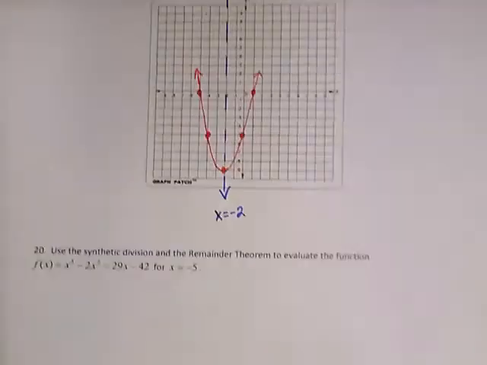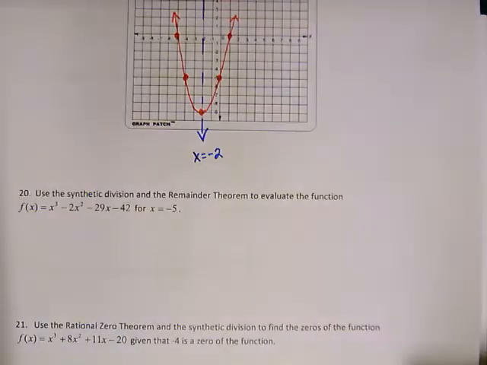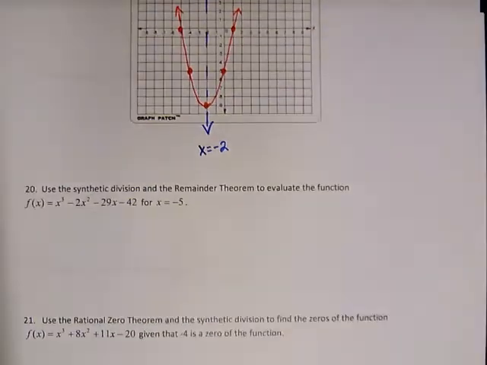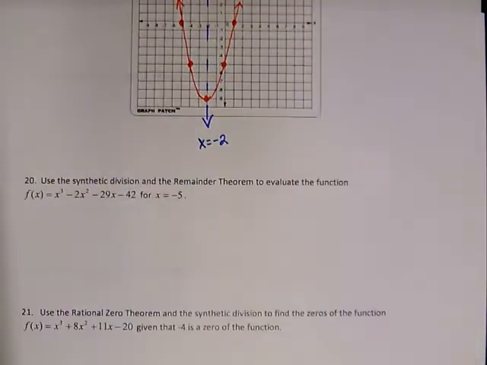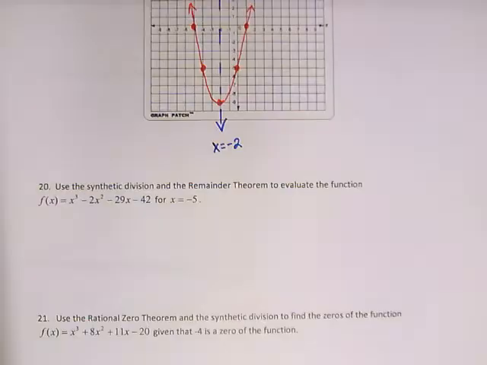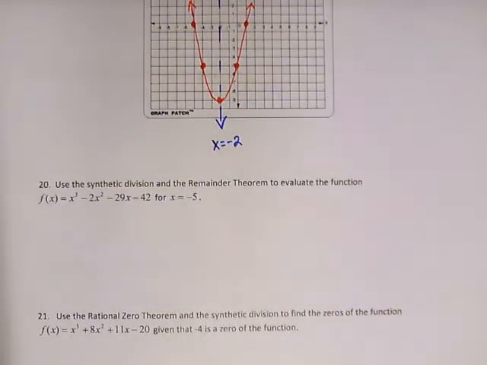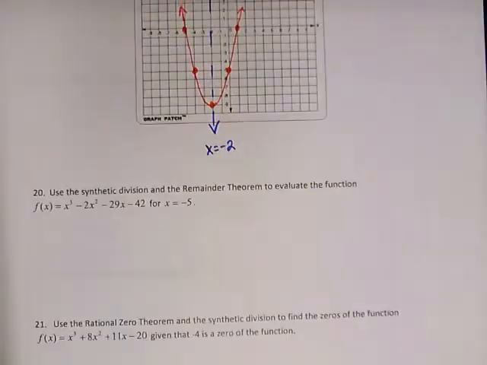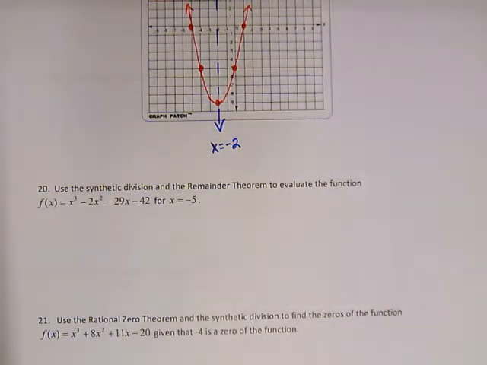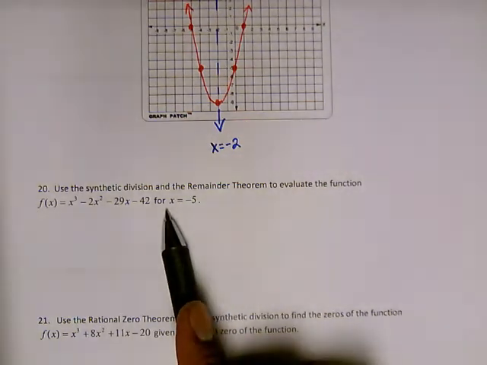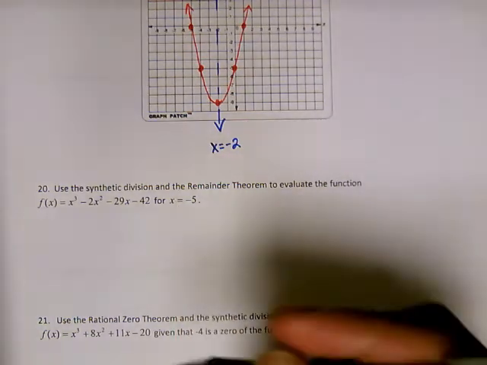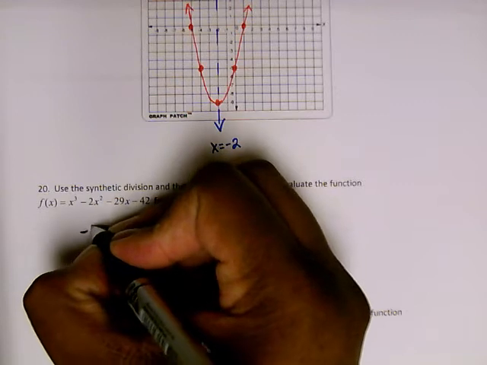Alright, problem number 20. Here we're going to use the synthetic division and the remainder theorem to evaluate the function f of x is equal to x cubed minus 2x squared minus 29x minus 42. And we're going to do that for x equal to negative 5. Okay, using the synthetic division, my x equal to negative 5 will be the divisor.